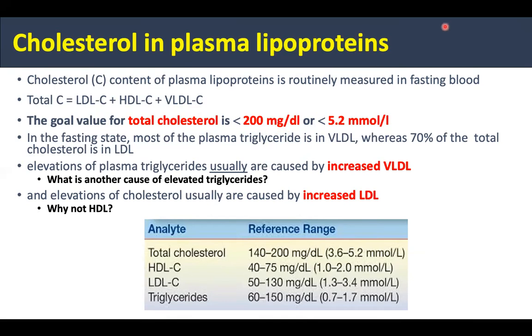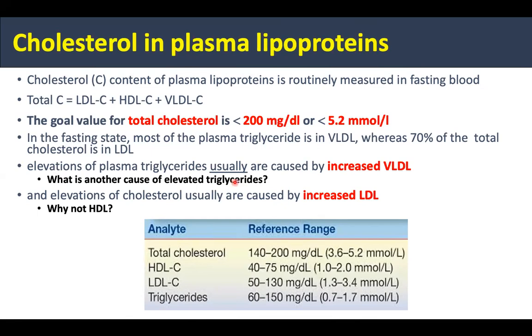Okay, and then let's go on to the other parts. This bullet point is very important for when we get to the disorders: elevations of plasma triglycerides are usually caused by increased VLDL. I told you about this, right? I told you VLDL, think triglycerides. It carries mostly triglycerides. What other lipoprotein could you think of that if I had too much of it, it would mean too many triglycerides? Yes, chylomicrons.